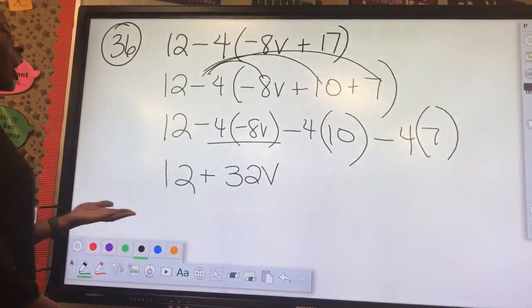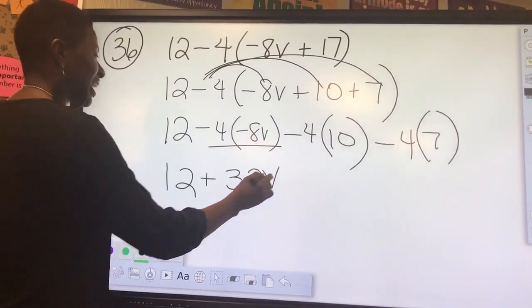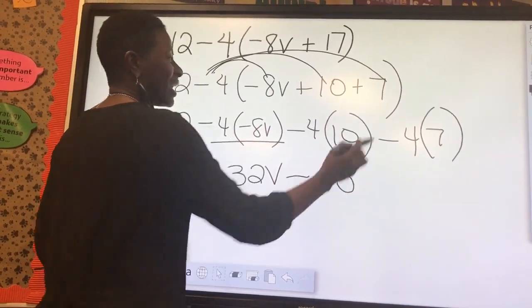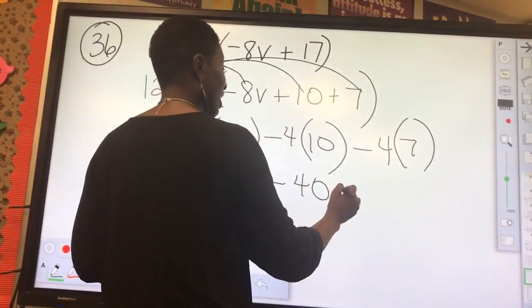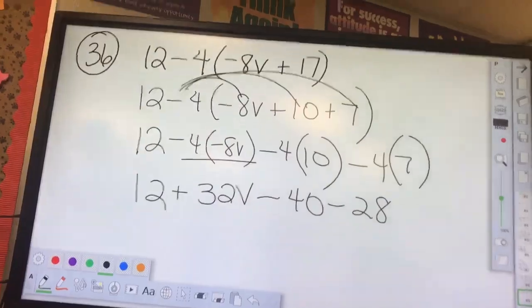Negative times a positive is a negative. So negative 4 times 10 is negative 40. And negative times a positive is a negative. 4 times 7 is 28.